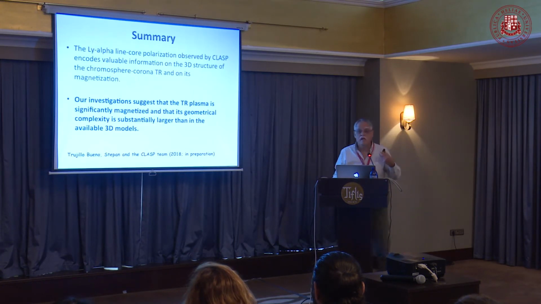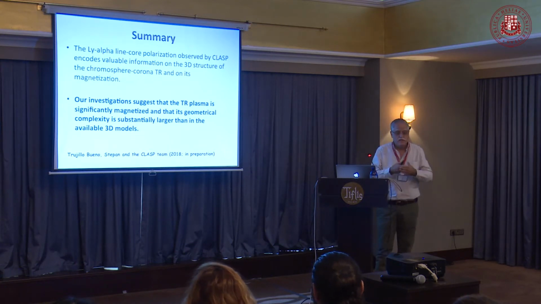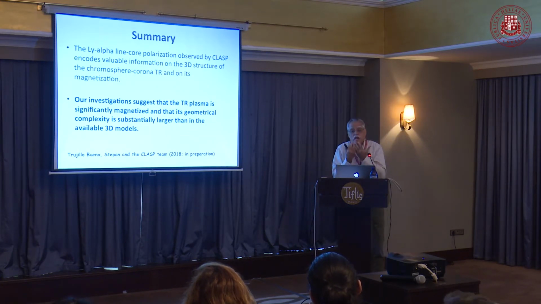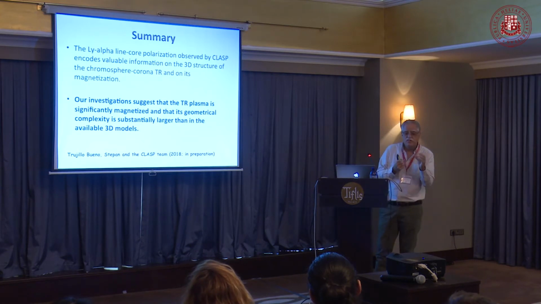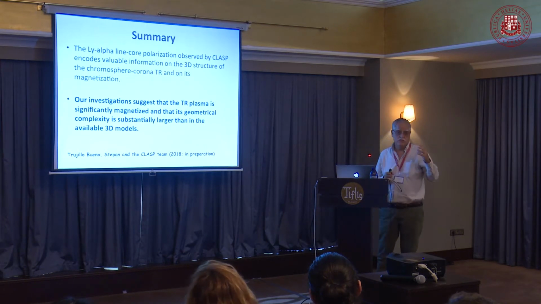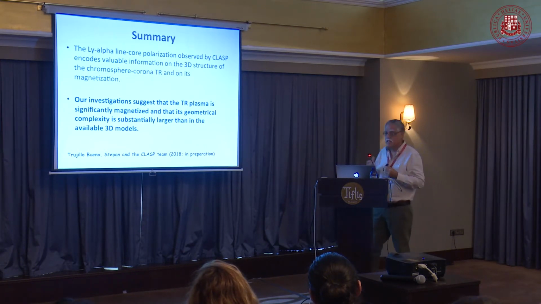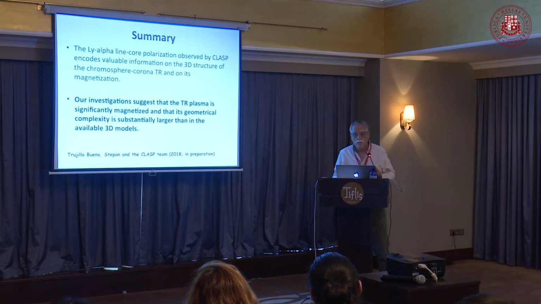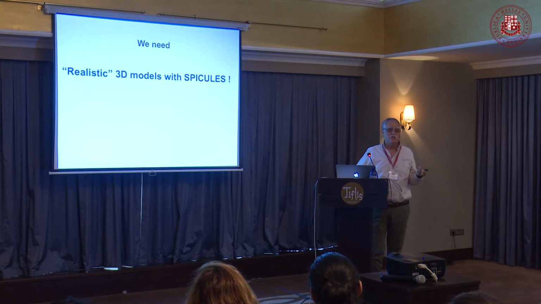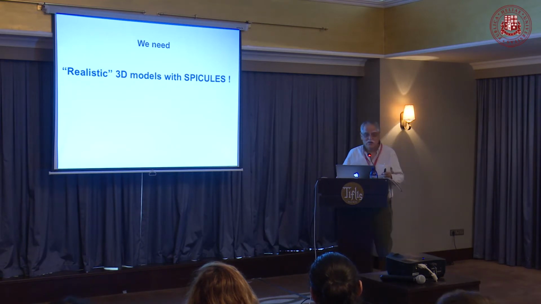What we are doing now is, for a parameter space of different magnetizations of the 3D model and different compression factors, we are calculating for which combination of magnetic field strength and geometrical complexity we end up with the maximum likelihood in a statistical sense. And we are finding that we need more magnetization than in the 3D model and more geometrical complexity. And this is natural because this model is not built from spicules. So we need 3D models of spicules, and the advance made by Martínez-Sykora and collaborators is a very welcome advance.